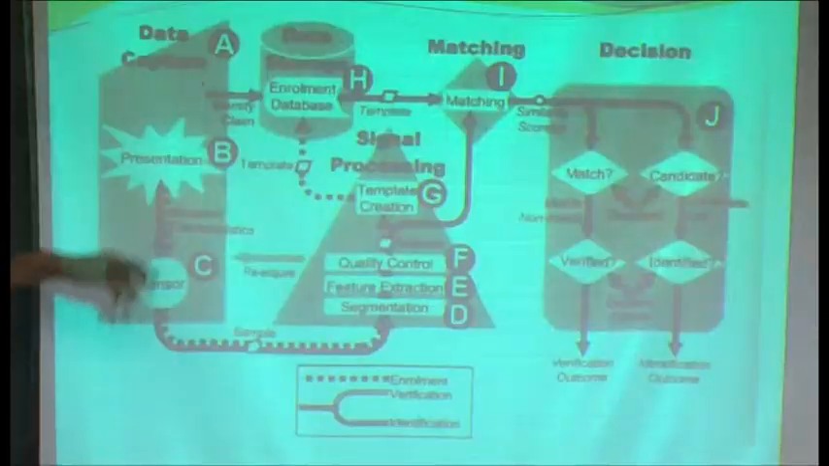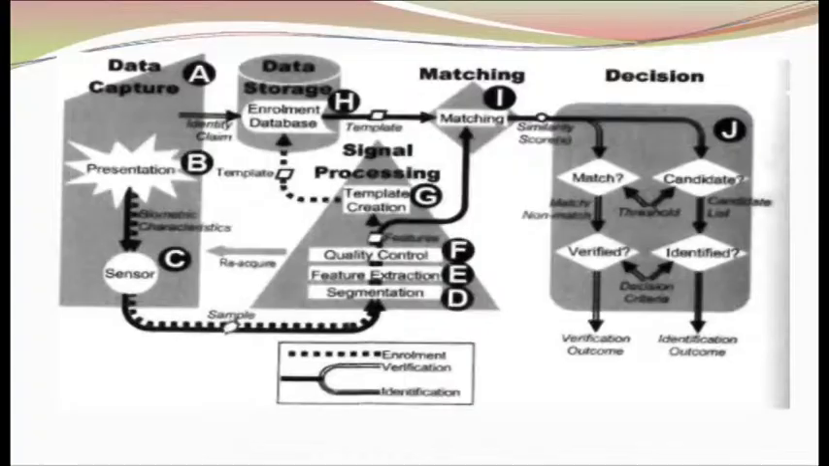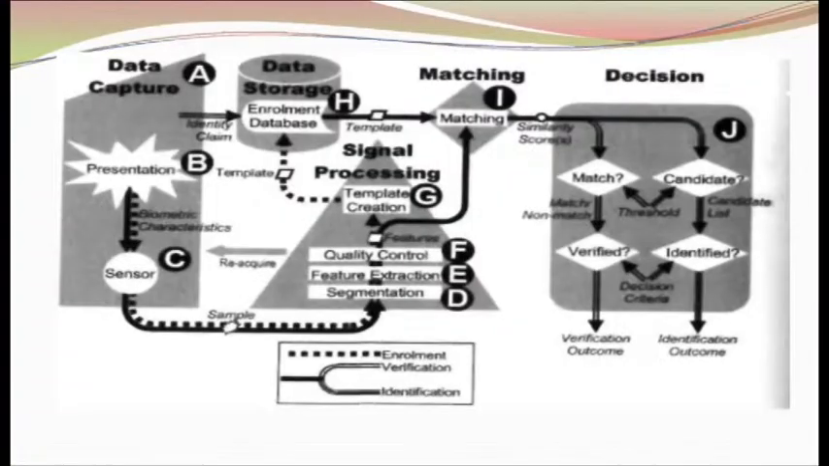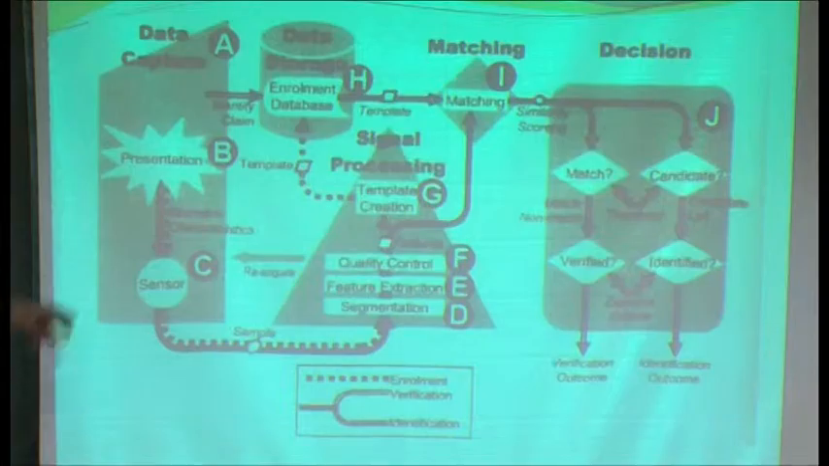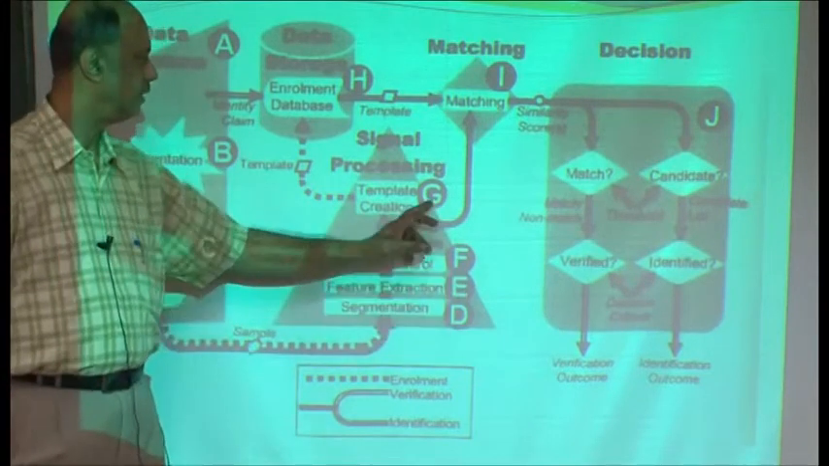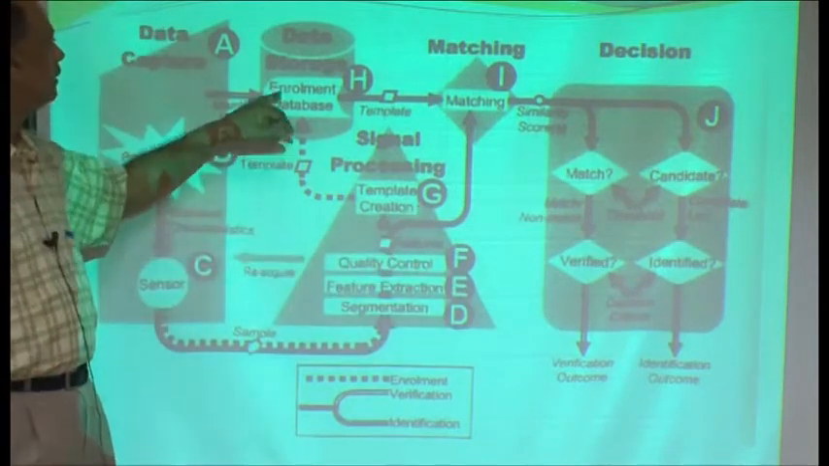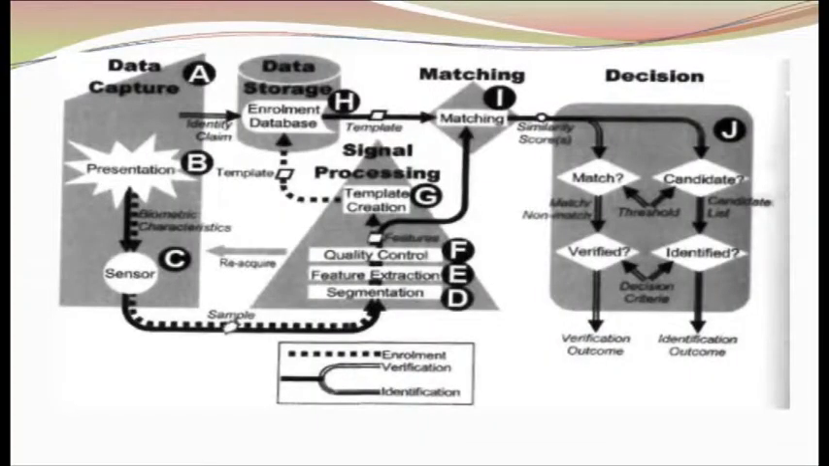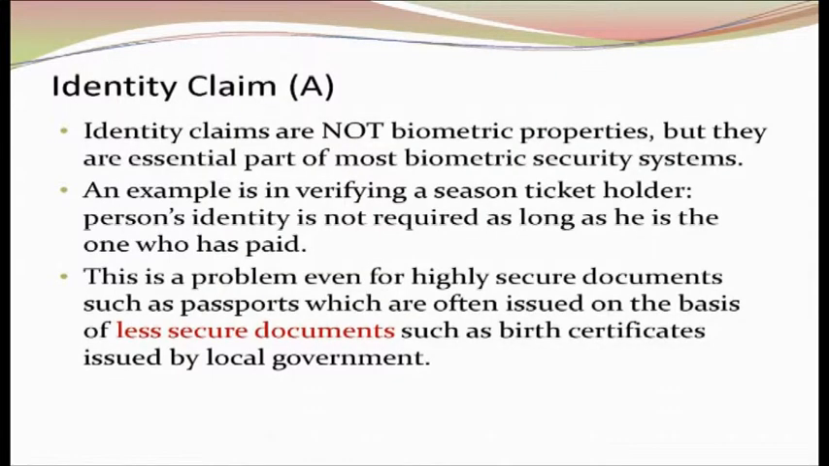Now, you observe that wherever I have written A, B, C, D, E, F, G, H, all of them are points of vulnerability, right. The vulnerability may occur here, and here, at template generation time, then data storage time, matching, and so on. So, you have to understand how it is happening. So, let us first think about identity claim. What is the vulnerability there?